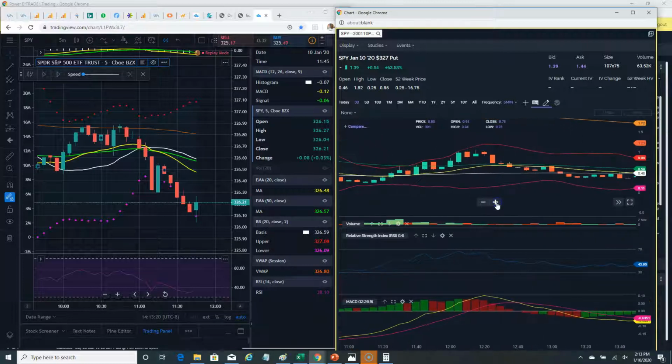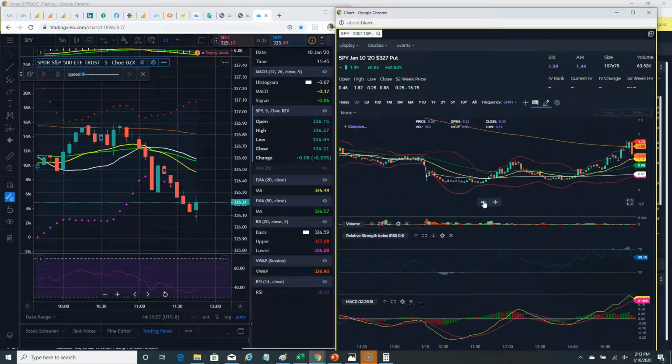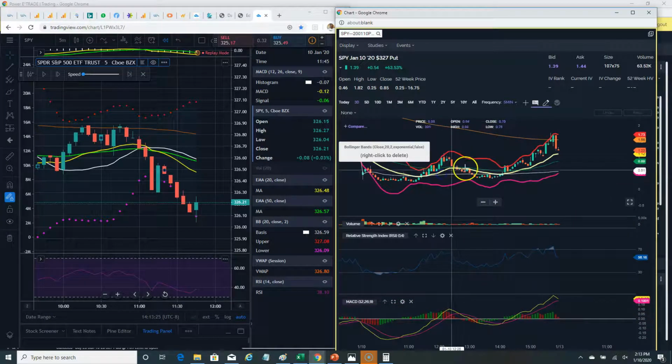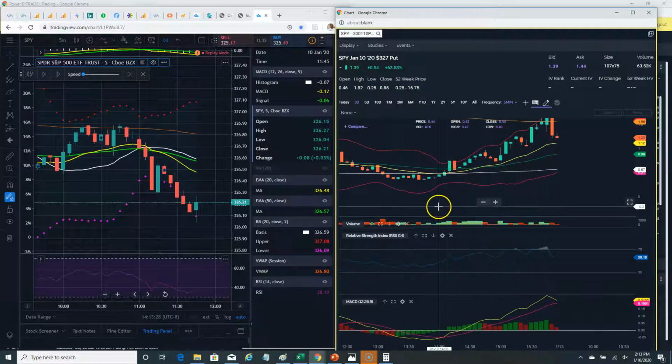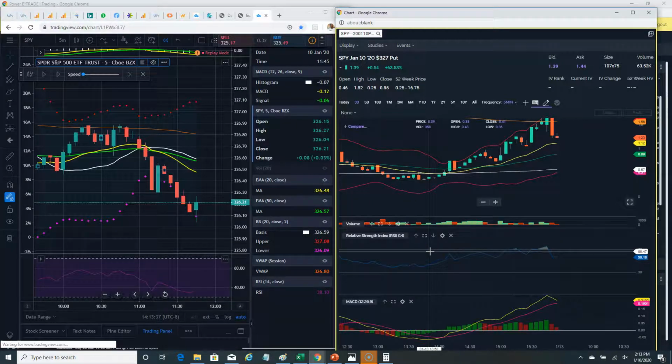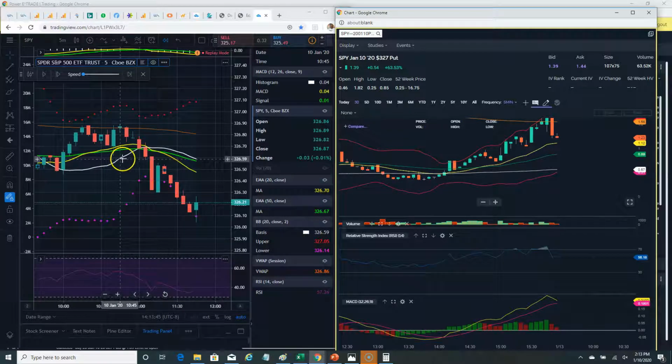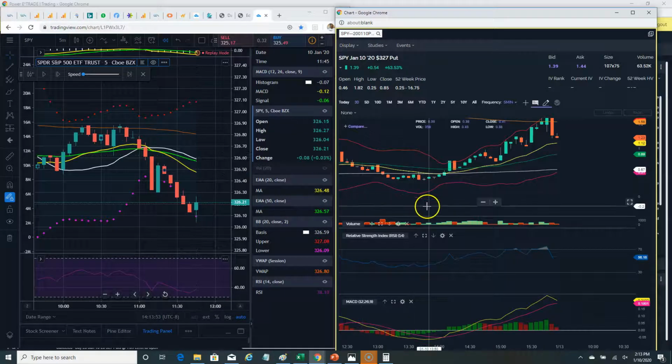So let me maximize this this way and bring it here. Okay, that's much better. I'm reading the time at the bottom here. 1050, that's 1350. So meaning this candle here on the option, again, we are looking at the option on the right hand side. This candle here, 1050 on the stock from TradingView, when the stock is at 326.85, those 327 puts are trading for 43 cents.